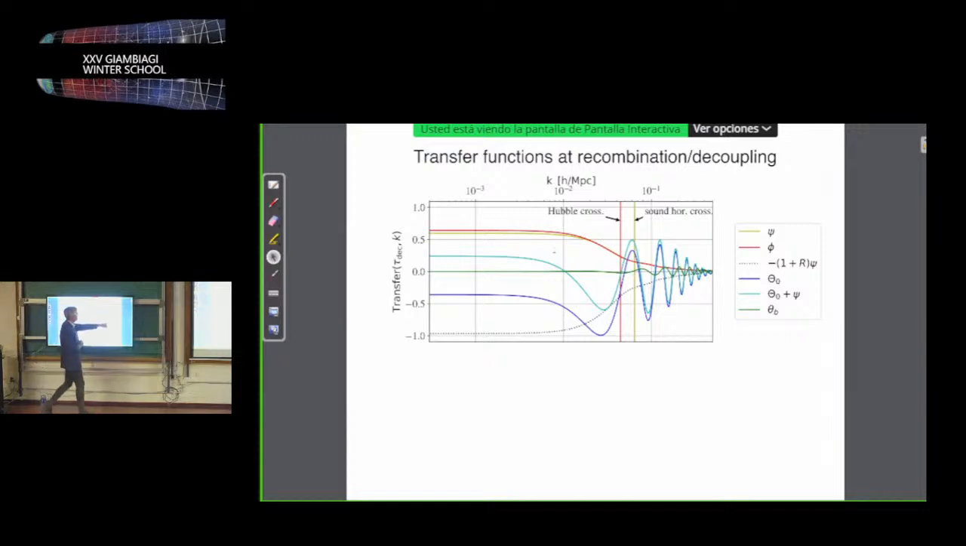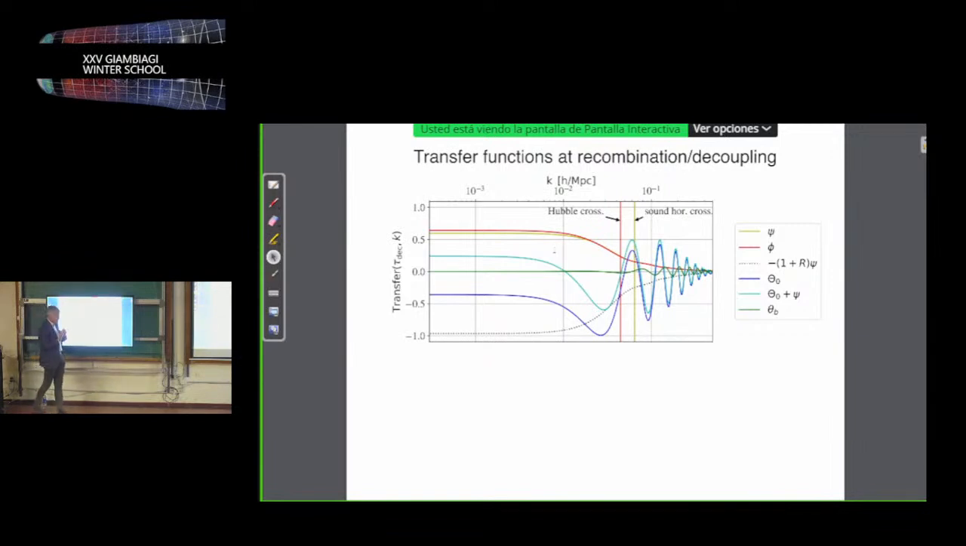And finally, theta b is taking into account this velocity of the fluid and has oscillations, but the oscillations are out of phase. And theta b is negligible for super Hubble scales because super Hubble scales are static. There is no significant bulk velocity. Theta b is 0 on super Hubble scales.